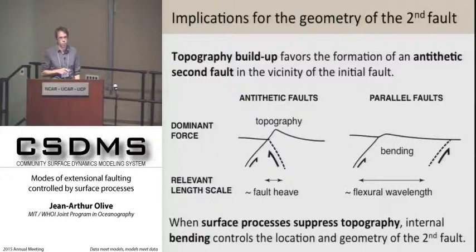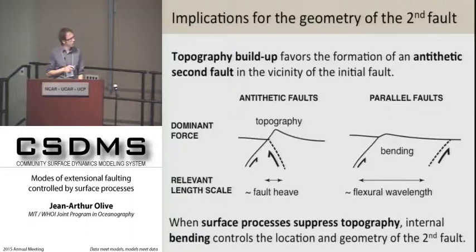But when we had strong erosion and not a lot of topography, then the next fault tended to form about one flexural wavelength away from the initial one, suggesting that in this regime, the bending is actually the dominant process, and the length scales are set by flexure processes. Whereas in this end member, it's really the topography and the size of the relief that you can create that set the length scales of interest.